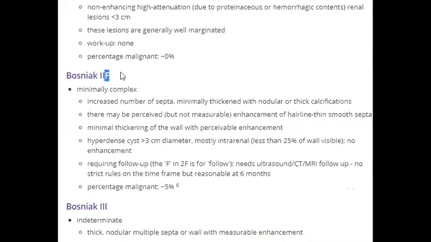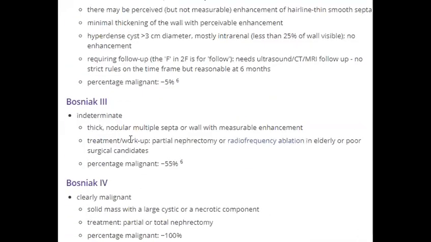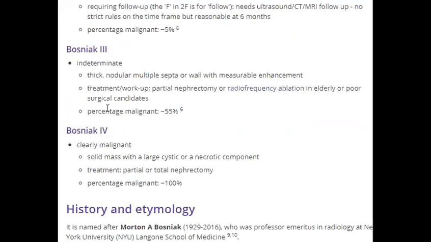So 2F depends on the follow-up, okay? And this 3 and 4, which are the suspicious ones. So you need to check 3 or 4. 3, when you find thick nodular septation, and here the update is measurable enhancement, yes. And the treatment will be partial nephrectomy or RF. And the percentage of malignancy is more than 50%.